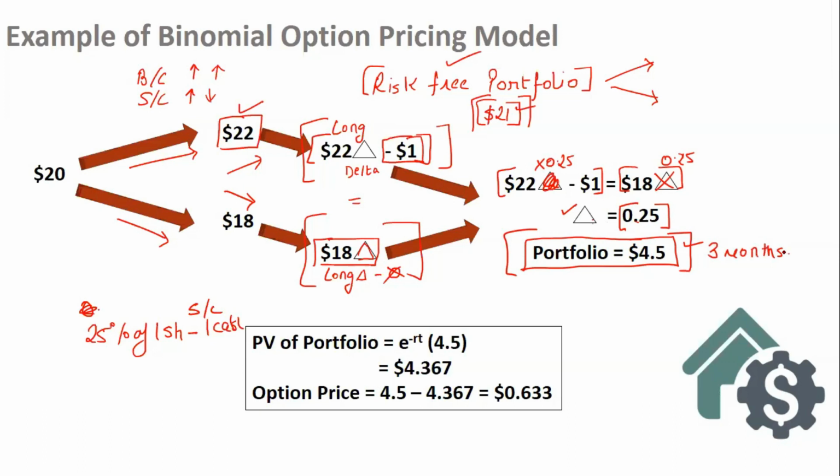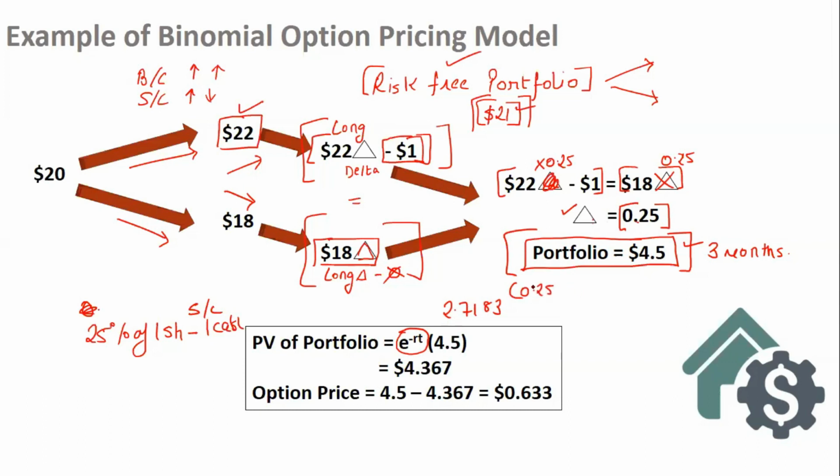So what is going to be the value of the portfolio today? You need to discount it back, correct? So this is a compounding or discounting formula. If I remove the minus, this will become compounding. Since I'm discounting, I put minus here. The value of e is 2.7183, right?